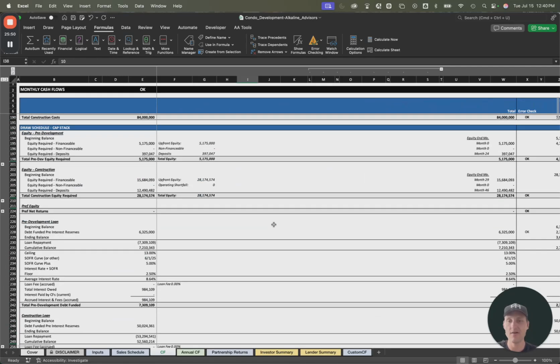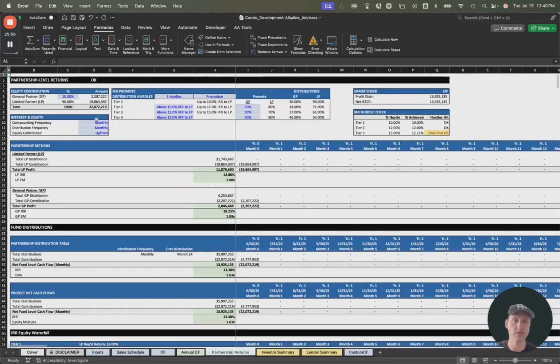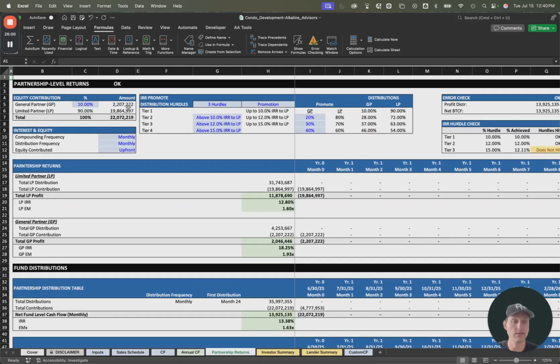And as I said, everything rolls up into the levered cash flow line item. This line item will flow directly into the partnership returns tab. Calculate the GP/LP return metrics and hurdles. And we can choose what % of the equity is funded by the GP. The LP will make up the remaining balance.